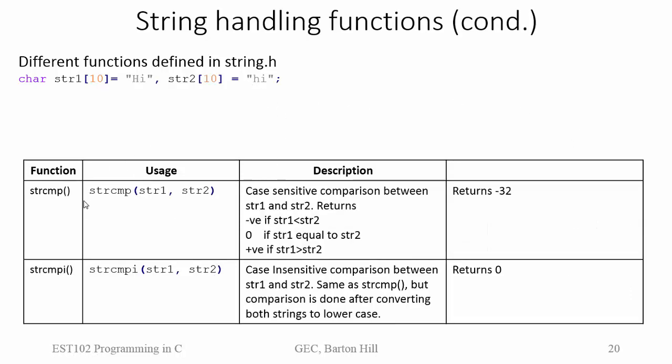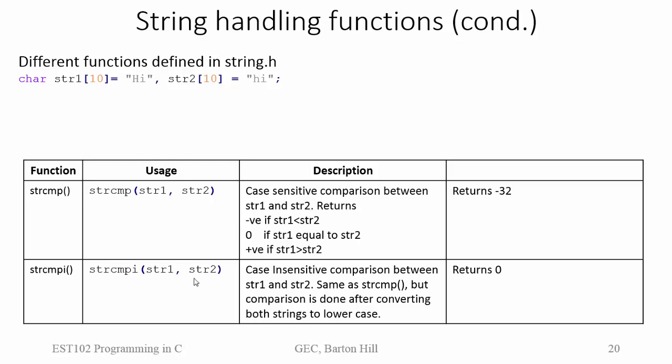Okay, the next function is strcmp. Now strcmp, the usage is like this: strcmp inside parenthesis str1 comma str2. Okay, so inside the strcmp function, we will be passing two parameters, str1 and str2. Okay, this strcmp is used to perform case sensitive comparison between str1 and str2. And strcmp will return 0 if str1 and str2 are equal, and a non-zero number if they are not equal.